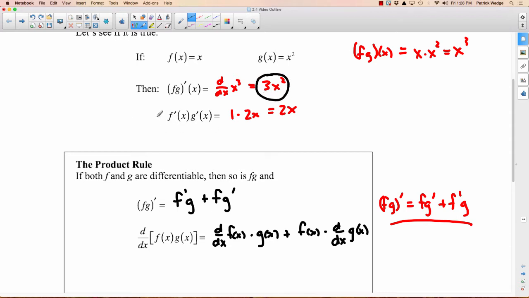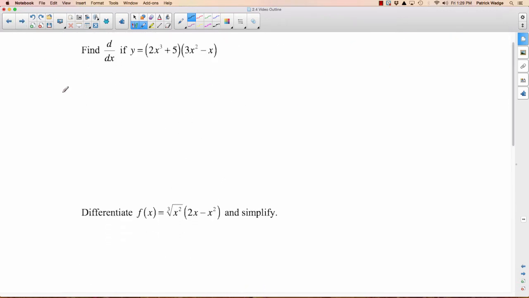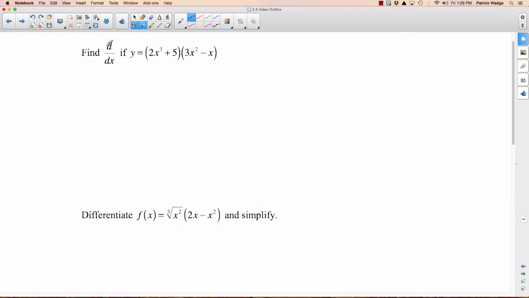So remember, this method here was wrong. Can't do it that way. All right, let's do a few more questions on the back. Find d dx, in other words, find the derivative if y equals 2x cubed plus 5 times 3x squared minus x. So it's a little bit more complicated.